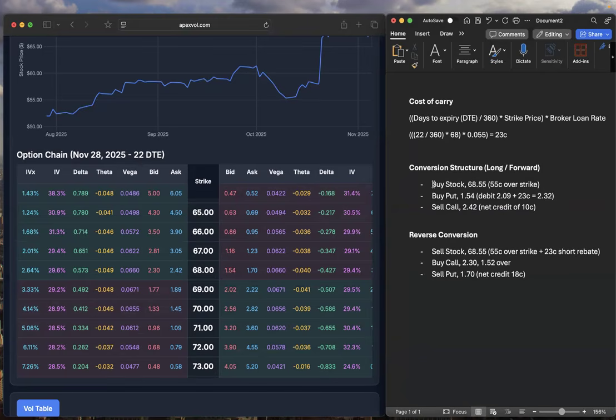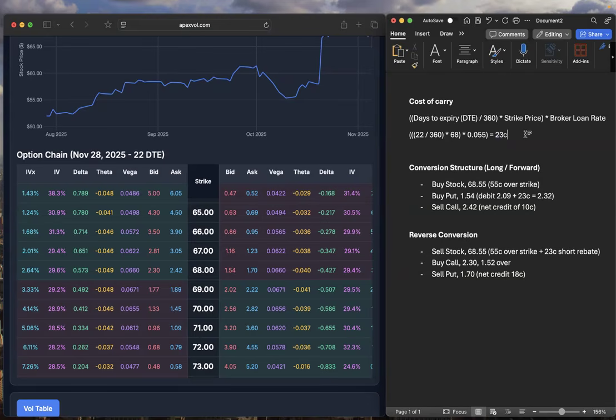First, we're going to look at the calculation for the term that we're looking at, which is 22 days. So Ryan is highlighting the 22 days divided by 360 times the $68 exercise price times the 5.5%, and we get a long carry of 23 cents. And again, we're going to use a static rate of 23 cents long and short, and I'll get into that a tad later.